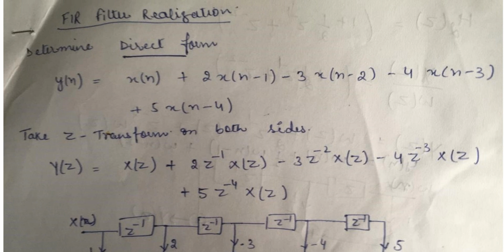The first step to draw the structure of the filter is to take the Z transform of the difference equation. We know the Z transform of y of n is y of z. The Z transform of x of n is x of z. Z transform of x of n minus 1 is z raised to power minus 1 into x of z. X of n minus 2 has Z transform z raised to power minus 2 into x of z, and Z transform of x of n minus 3 will be z raised to power minus 3 into x of z. Similarly, Z transform of x of n minus 4 will be z raised to power minus 4 into x of z. From this, you will draw the structure.